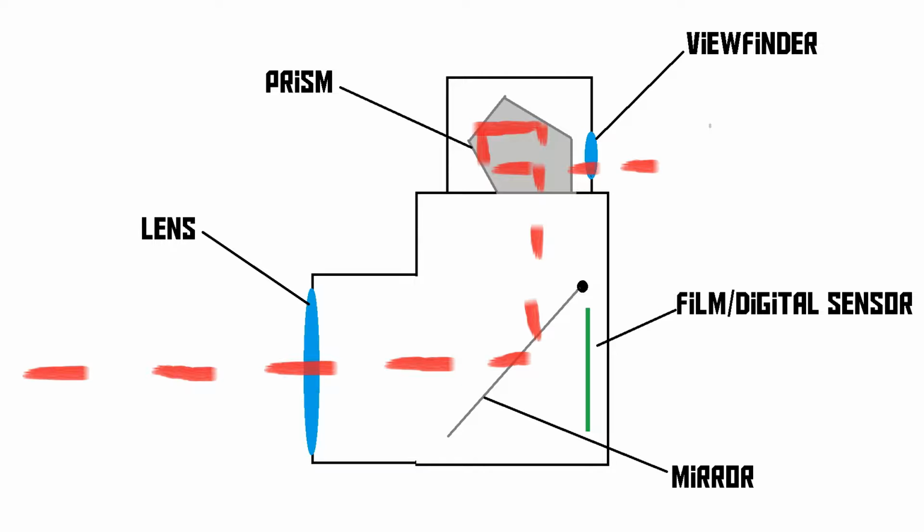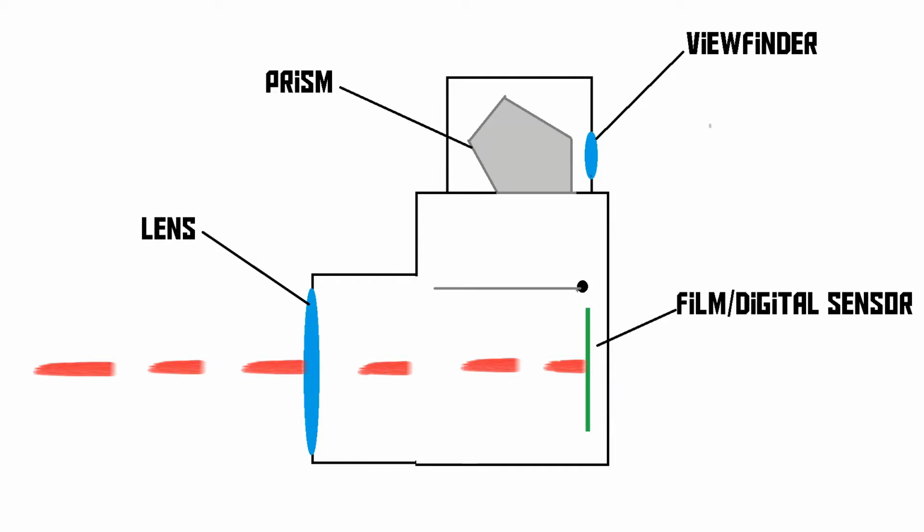Now when you press the shutter button, the mirror flips upwards, the light shines onto the film or digital sensor, and the picture is taken. And the picture will look exactly as the image that you saw through the viewfinder, because you look through the same lens as the digital sensor or the film.